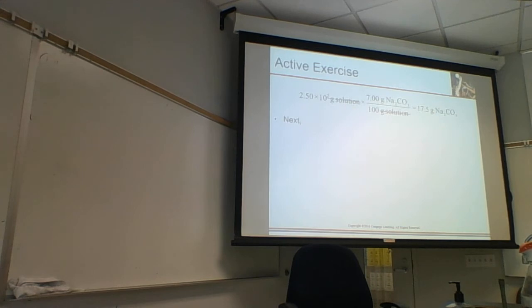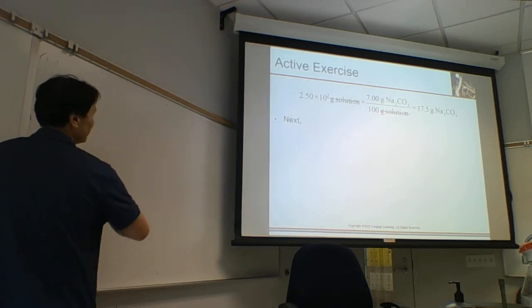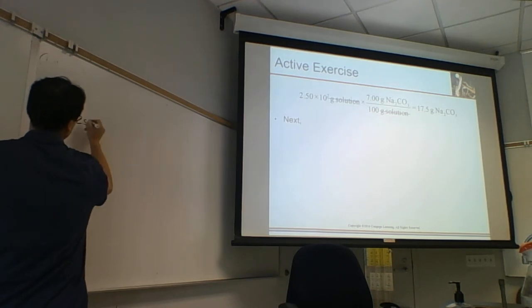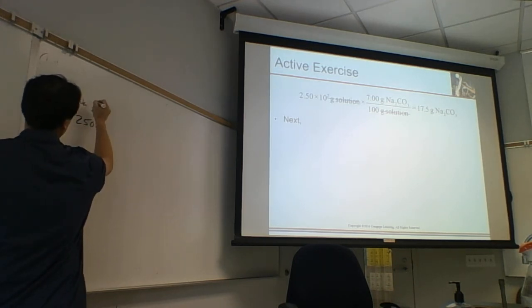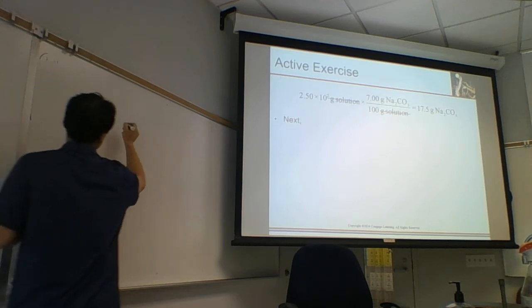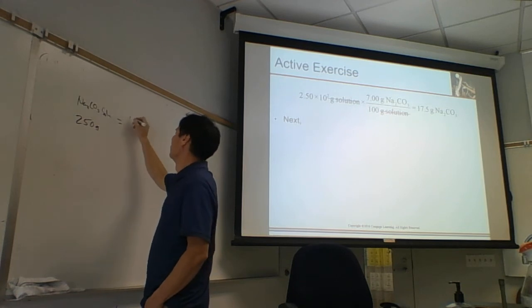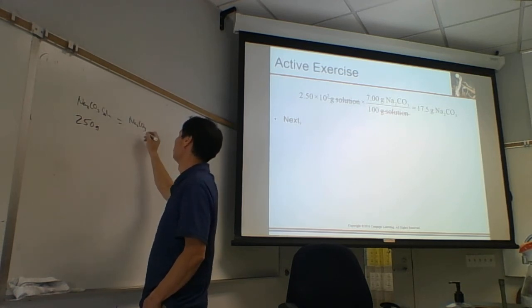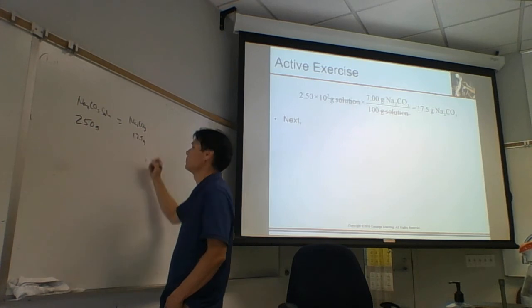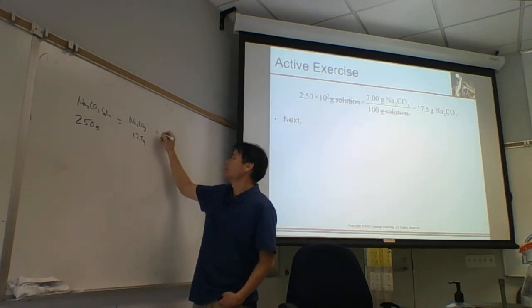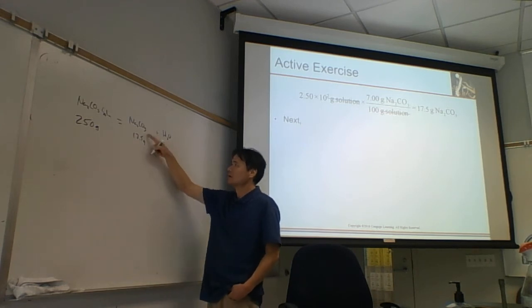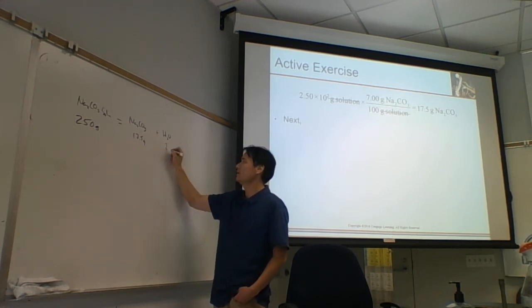So in other words, we have 250 grams of sodium carbonate solution. This sodium carbonate solution consists of pure sodium carbonate, of which we have 17.5 grams of pure sodium carbonate, which is a solid, plus the solvent. The solvent in this case is water. There's just 2 things in this mixture, sodium carbonate and water. And so how many grams of water do we have here?